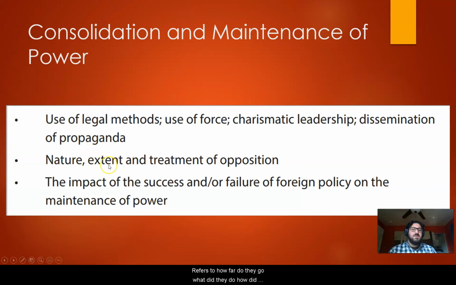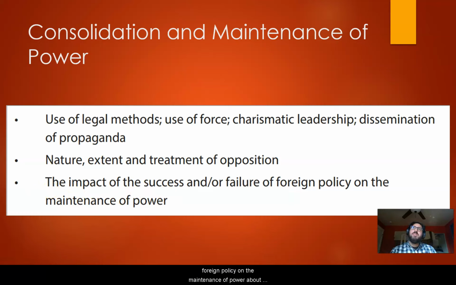Extent refers to how far did they go? What did they do? How did they do it? How far did they resist or oppose the Nazi government? And treatment is, once caught, how were they punished? How were they treated? Was it jail time, public execution, or were they not caught? So this bullet point has to deal with who they are, how far they did something, and how they were treated, and what the result was of their treatment.